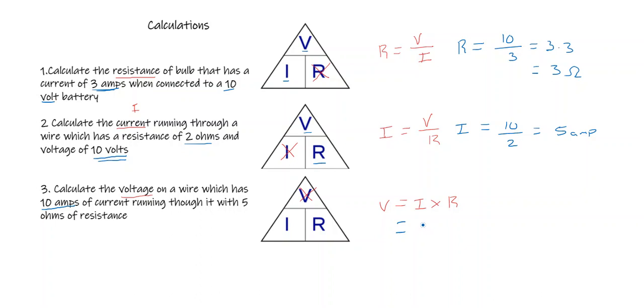Okay, multiplied by, so it's equal to 10 multiplied by the ohms or the resistance. So the resistance is 5 ohms. So it's 10 multiplied by 5. And that's going to be equal to 50. And so we're calculating voltage, so it's going to be 50 volts.